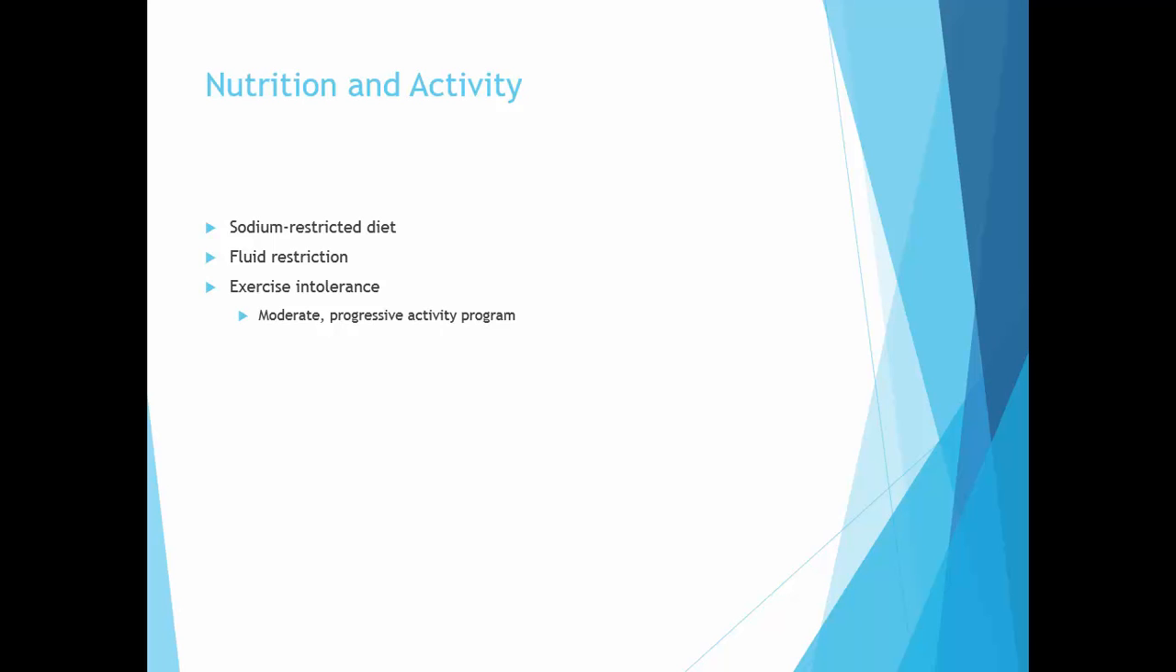Exercise intolerance is the decreased ability to participate in activity using large skeletal muscles due to fatigue and dyspnea. They need to be in a moderate progressive activity program. So they recommend aerobic exercise 3 to 7 days a week and include 10 to 15 minutes of warm-up with 20 to 30 minutes of exercise and then a cool down period.